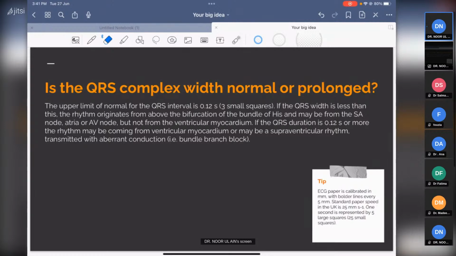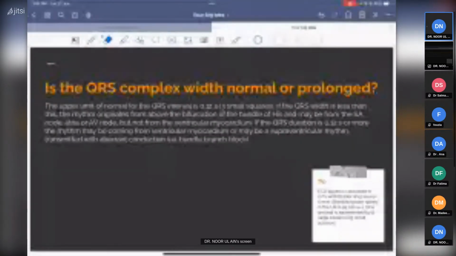It is coming from above the ventricles. The electrical activity, the QRS complex, is not originating in the ventricle. There is some electrical activity outside the ventricle. It can be in the atria, in the AV node, it can be in the SA node, or it can be a supraventricular ectopic focus.